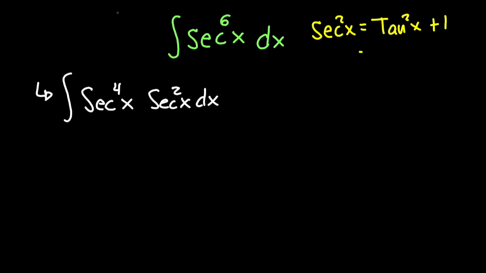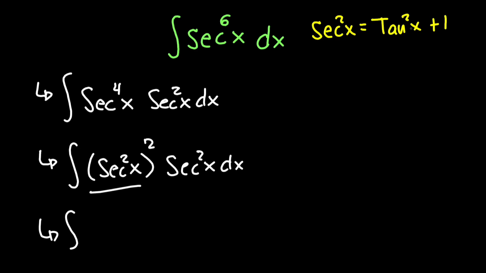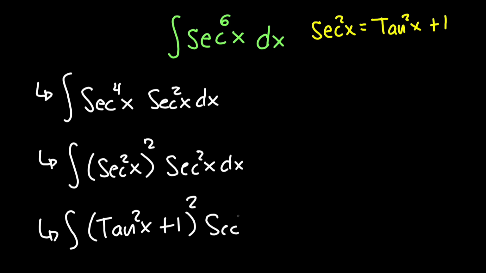But since what we have here is secant to the power of 4, we need sec²x. And so, let us put it into the form of sec²x. So this would be the integral of secant squared of x raised to the power of 2. This has the same value as secant to the power of 4. And so, let us transform secant squared x into its identity. So this would be tangent squared x plus 1 raised to the power of 2 multiplied by secant squared of x dx.